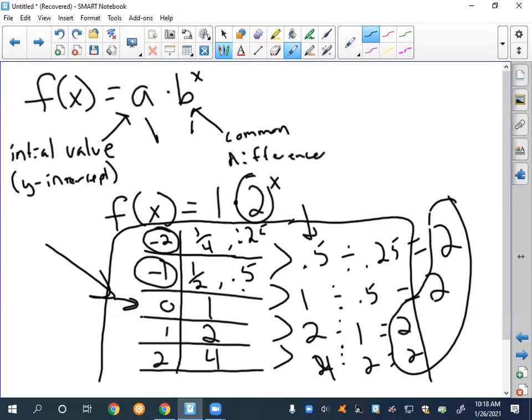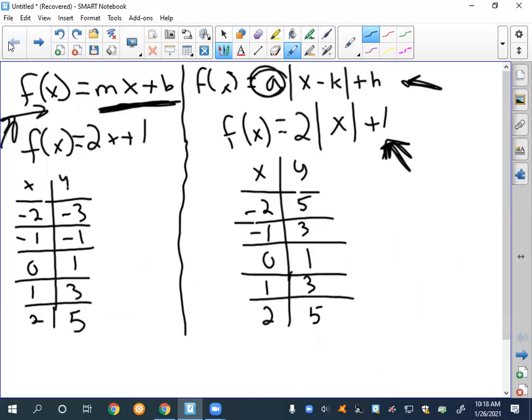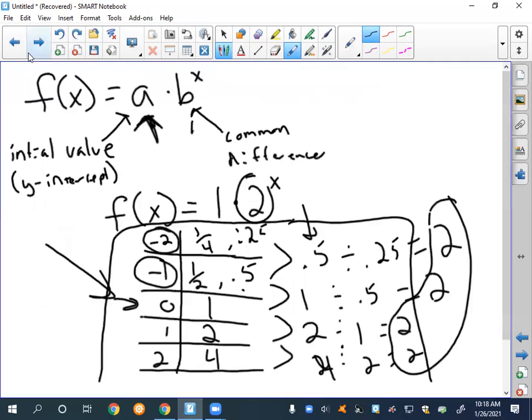What does the A represent? Where it crosses the y-axis. Another name for the y-intercept is the initial value, which is going to be important. And then the common difference, that's basically pretty similar to what in all these other problems we've been doing? Well, we have a y-intercept and a slope on about all of these. It's pretty similar to the slope.